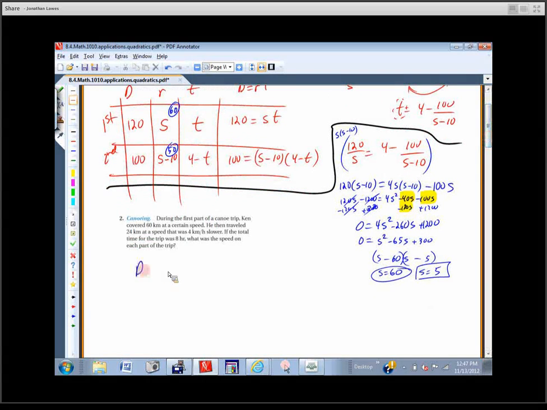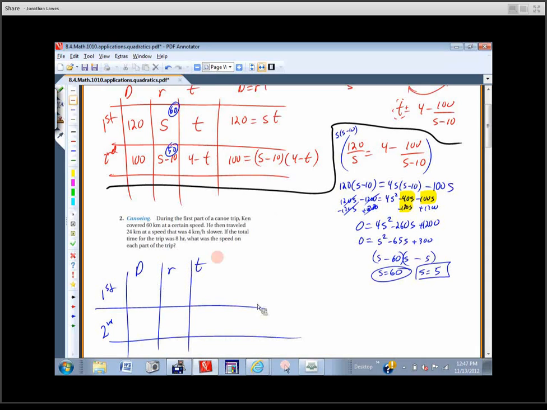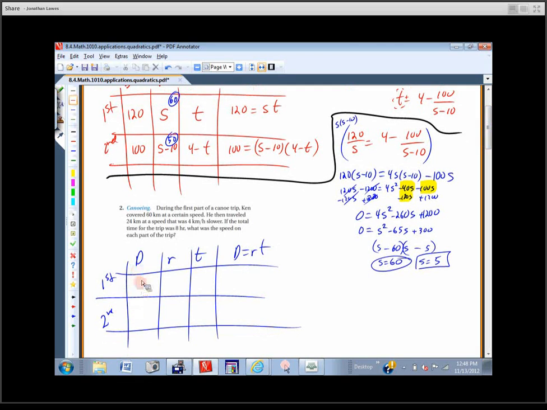Okay, so let's do the same thing. Distance, rate, time. We're going to keep track of the first part and the second part. And then we're going to come up with D equals RT. During the first part, 60 kilometers at a certain speed. We don't know what it is. I'm going to go ahead and use R here for the rate. Then he traveled 24 kilometers at a speed that was 4 kilometers per hour slower. Well, that's pretty easy. If this was R, this is going to be R minus 4. Again, it's got to be R minus 4. It can't be 4 minus R.